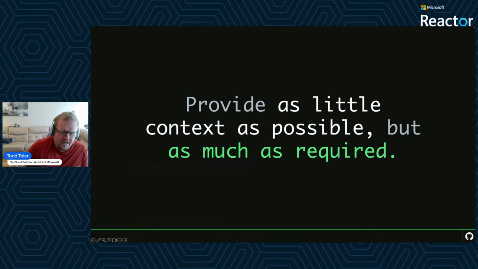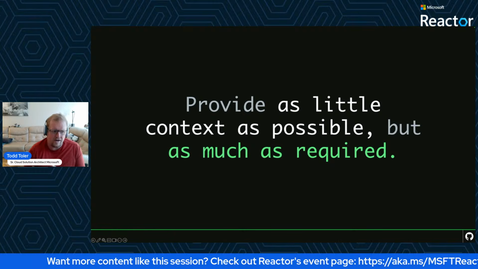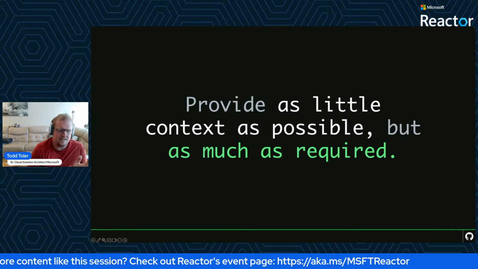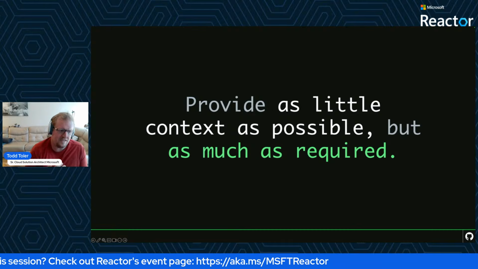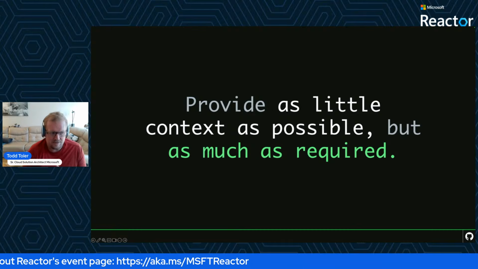So, when mapped to response quality, the core principle is context bounds. Provide as little context as possible, but as much as required. It's the Goldilocks effect, the Goldilocks context. Too much context means irrelevant information, which biases the model towards incorrect answers, and the LLM can't distinguish relevant from irrelevant data, so it considers everything when it's calculating those probabilities.